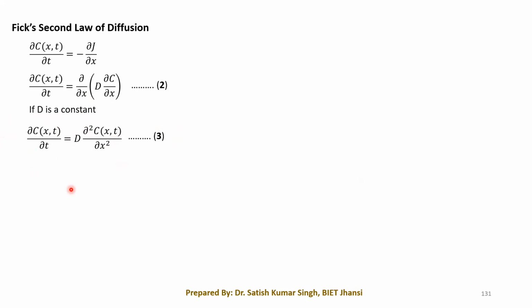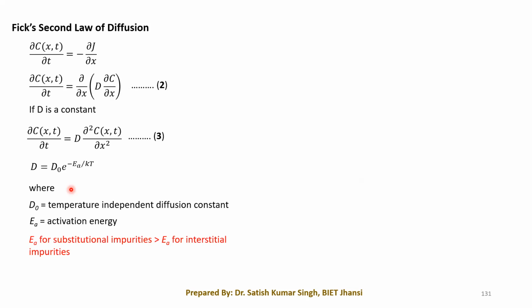Normally D is further defined as D equals D naught e to the power minus Ea upon kT, where Ea is the activation energy and D naught is generally a temperature-independent diffusion coefficient. D itself is a temperature-dependent parameter. Generally, for the substitutional impurities, whatever we have defined so far.